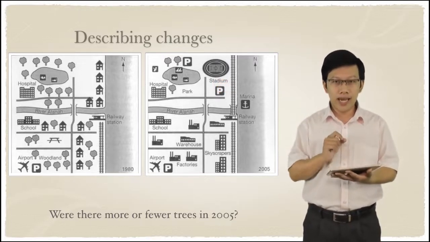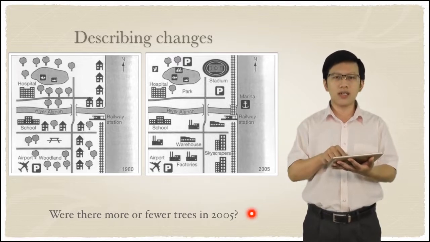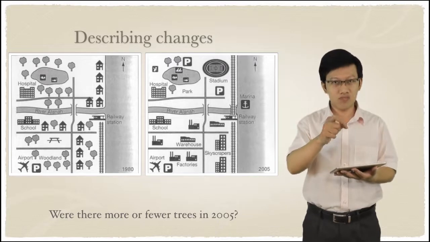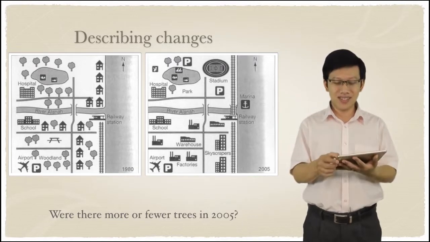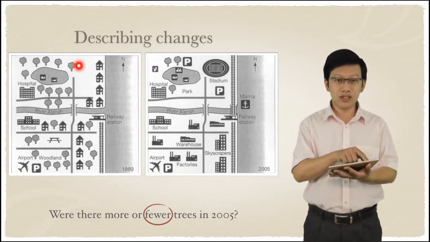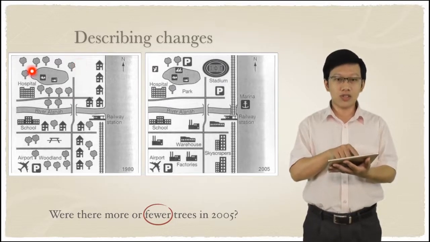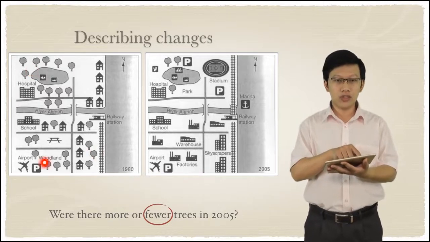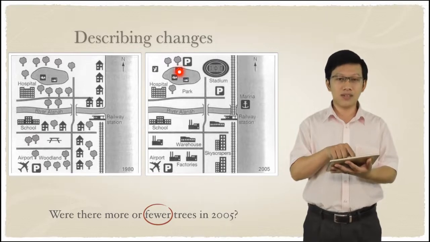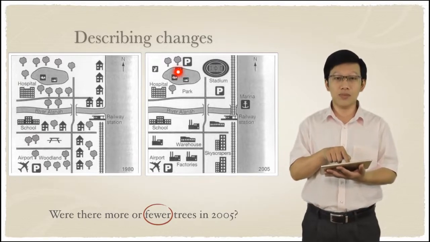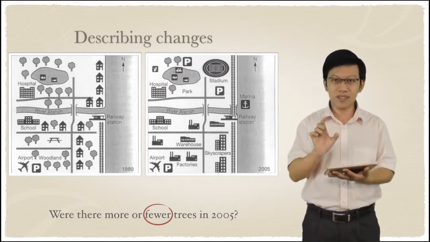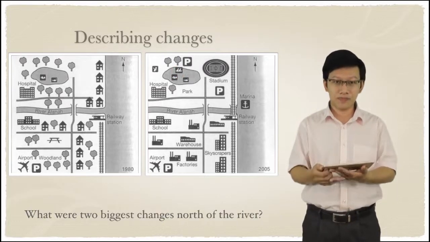Now, I want you to answer this very simple question. Were there more trees or fewer trees in 2005? Go. Well, very easy to see. Certainly there are fewer trees. We see lots of trees over here, and then trees over here, and then trees over here as well. But when we come to 2005, there are only a few trees left near the park. Fewer trees. So noticing the changes is important when we're describing a map.